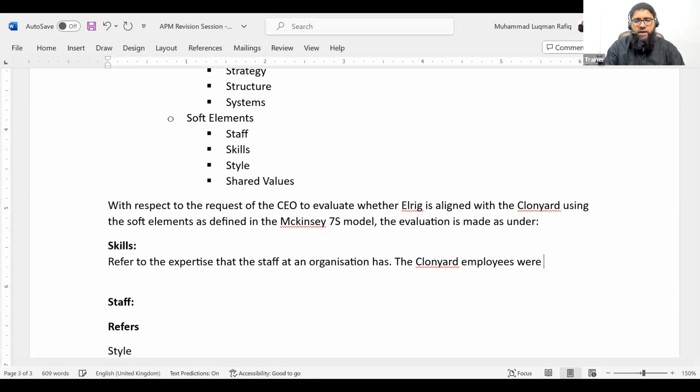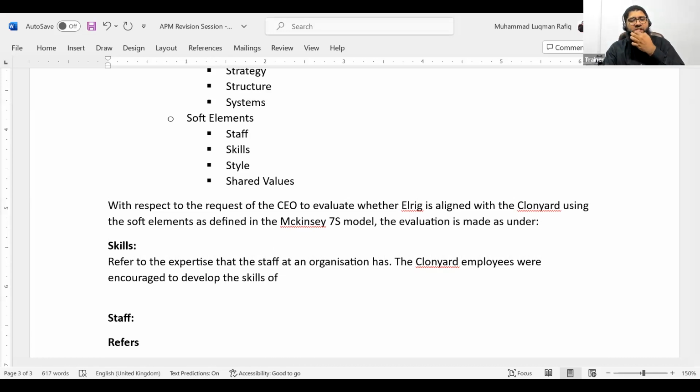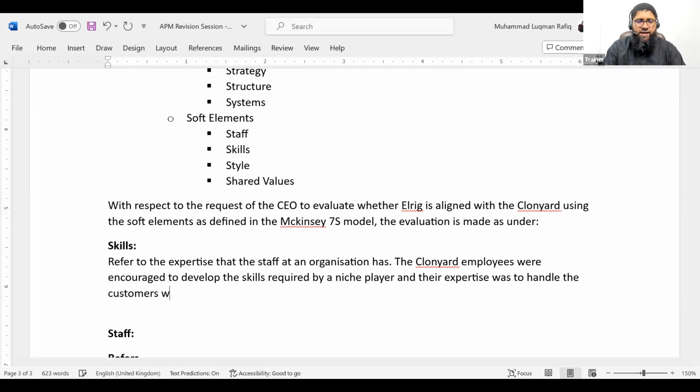The Clonyard's employees were encouraged to develop the skills required by a niche player, and their expertise was to handle the customers well and to be able to address the special needs of the customers.